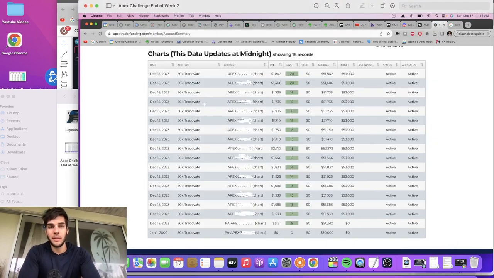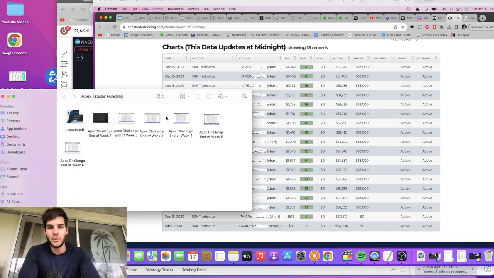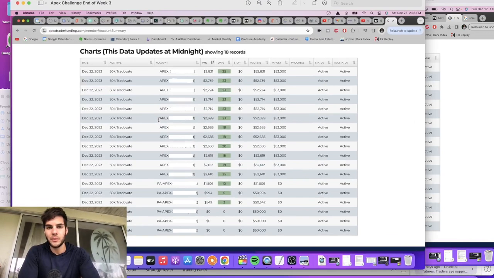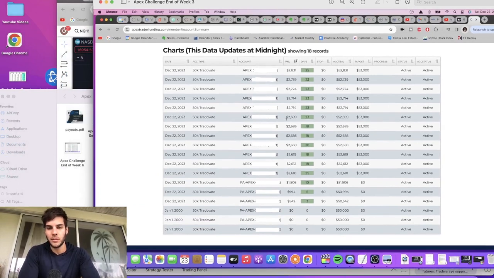The end of the second week was right here. And as you can see, 18 accounts. At this point, we had two PA accounts and 500 profit in one, and then the rest had about 1,500 to 1,800 in profit. Moving on to week three, end of week three was right here. This is where we got really close. We had a good week. We had about $1,000 a week, and most of the accounts were at 2,600 in profit. We had 6 PA accounts, and the rest were almost there.